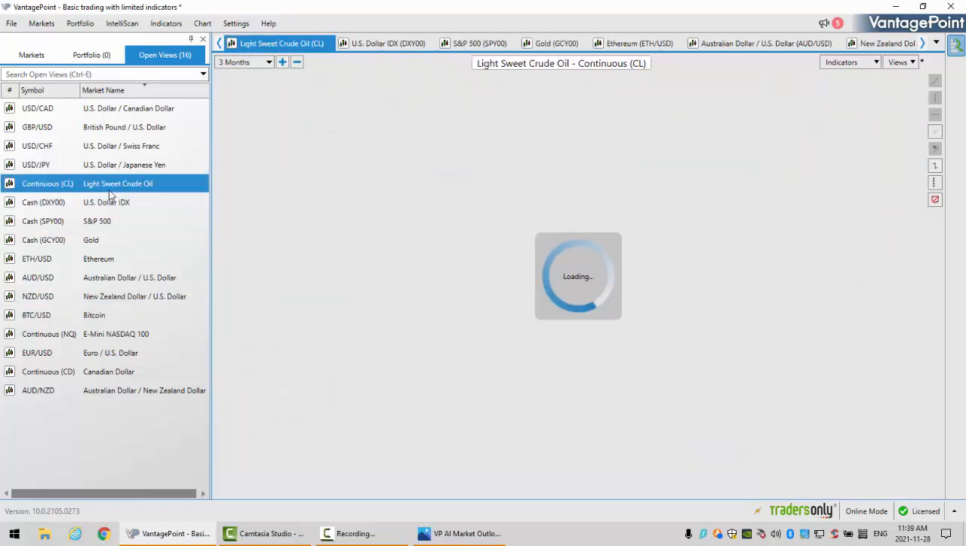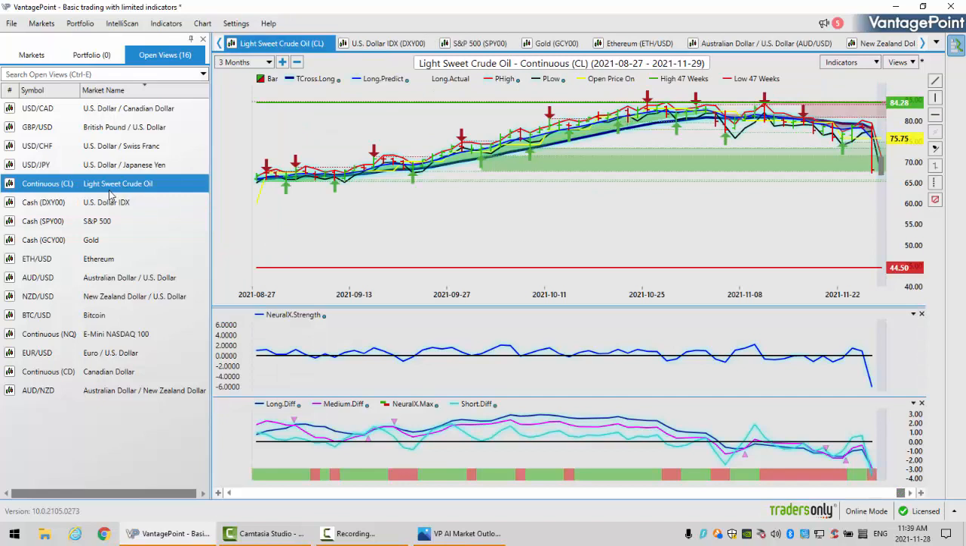Now, when we look at light sweet crude oil, there's a lot of talk of that, especially here in Canada. Big drop of the gas prices, 11 cents. But again, is this just a big overreaction to this news of this South African variant? That's something we need to see.